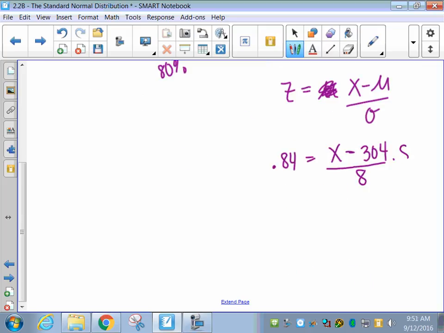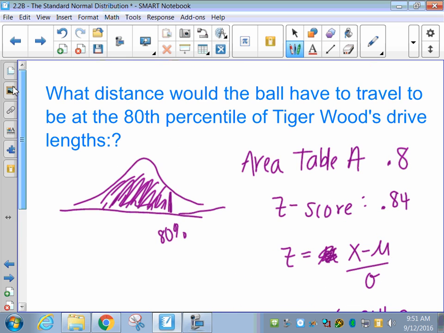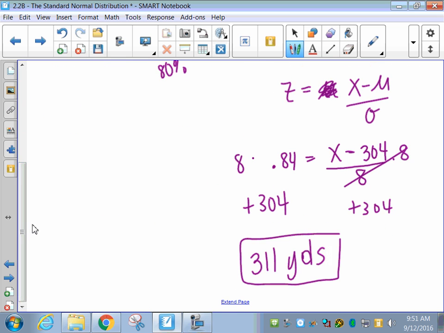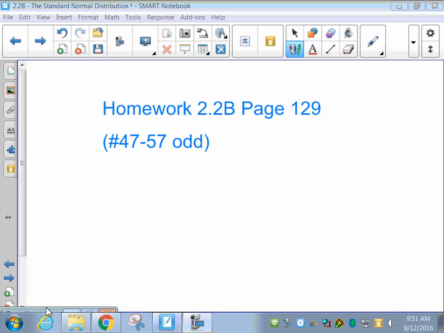So I'm going to multiply by 8, and then I'm going to add 304 to both sides after I multiply by 8. And we get a data point of 310.72, which I would round up to 311 yards. Okay, so once you find the z-score, when you've got the real-life problem, convert it back to the data point, and that means that to be at the 80th percentile, he has to have a drive of 311 yards. Okay. So I have one worksheet for you guys to do in class.